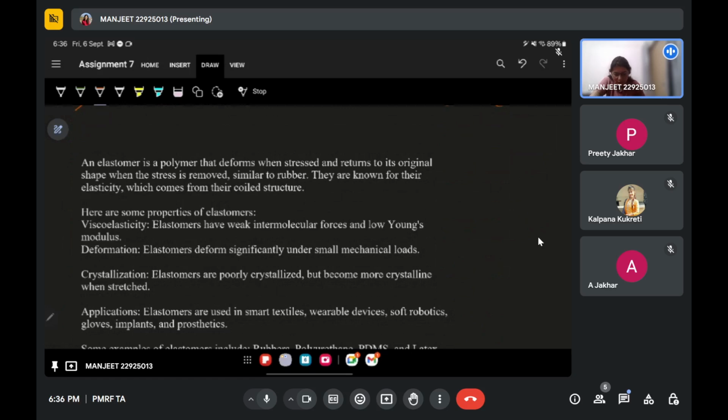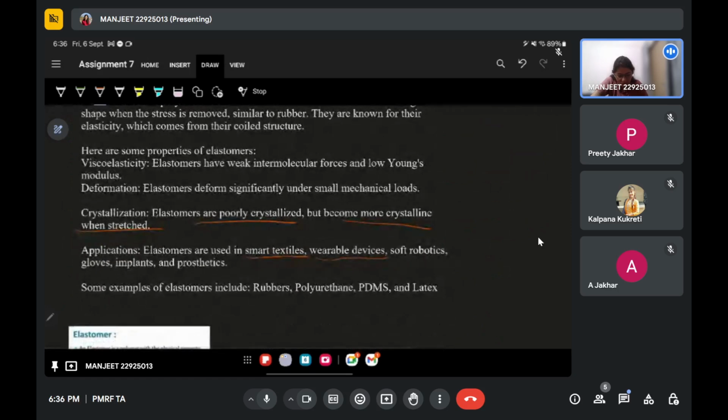Elastomers are poorly crystallized, but become more crystallized when stretched, because when we stretch, they become arranged in a particular way. If they are not in the stretch mode, they are in a random arrangement. Elastomers are used in smart textiles, wearable devices, soft robots, gloves, implants, and prosthetics. So these are the elastomer rubbers, such as polyurethane, PDMS, and latex.